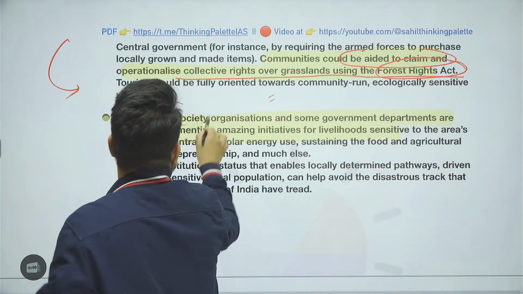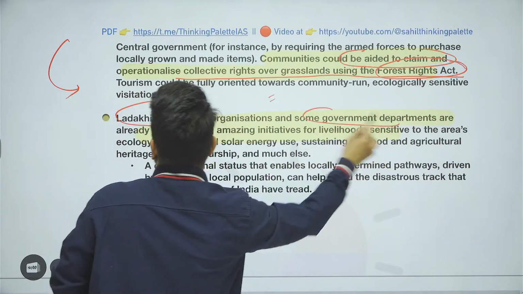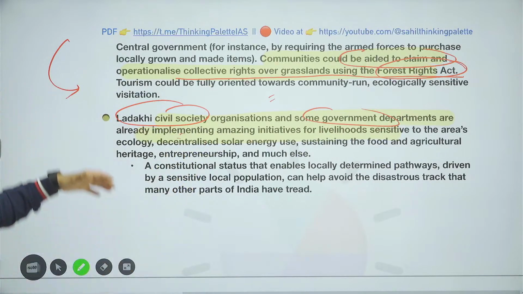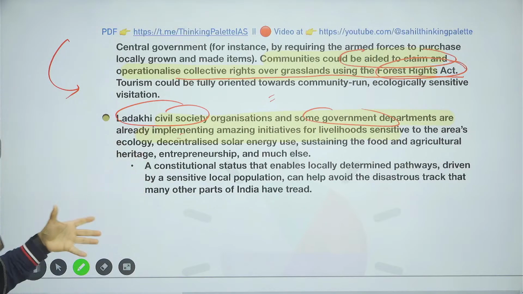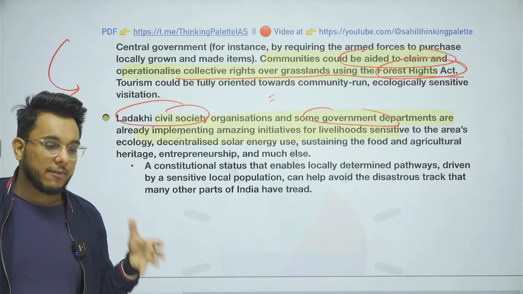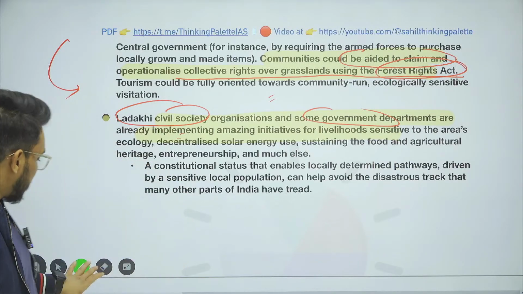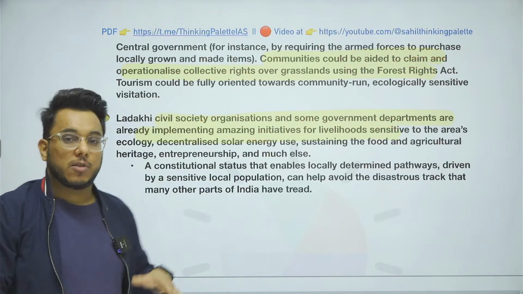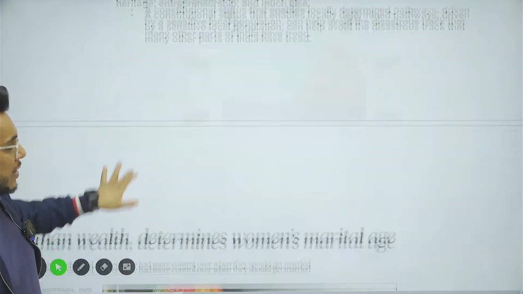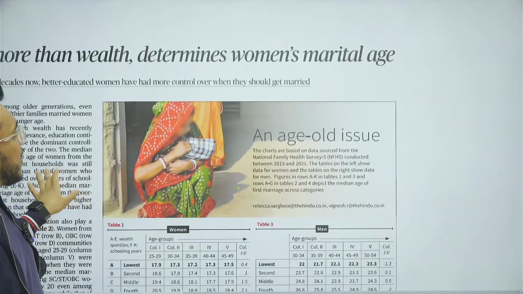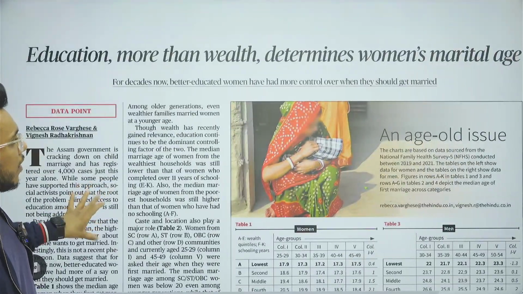So under the Forest Rights Act, they should be given the land, they should be given the rights over the resources. Ladakhi civil society organizations and government departments are also implementing many amazing initiatives for livelihood. These initiatives need to be further augmented and promoted. So this is something which needs to be focused on for the development of Ladakh as a region. So that is all, guys, about this entire article. And now moving to the next article.